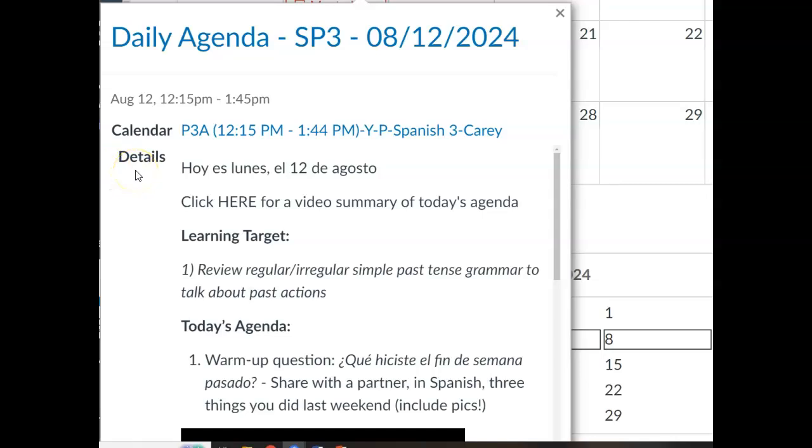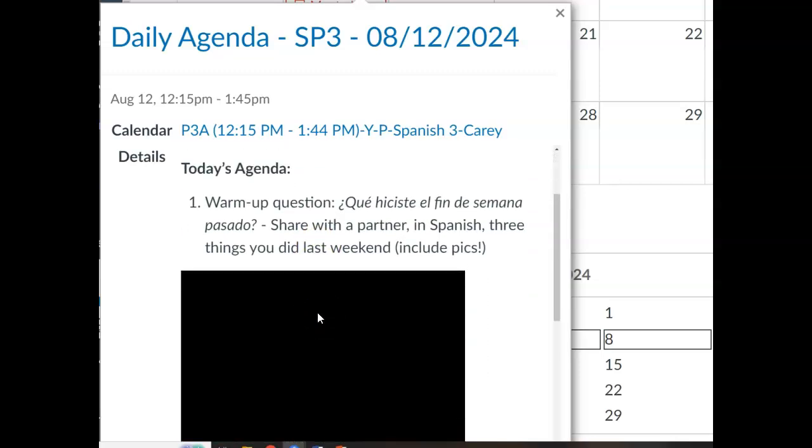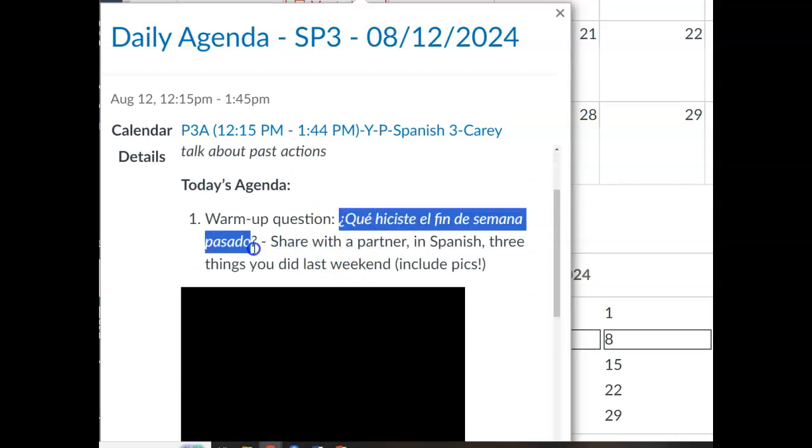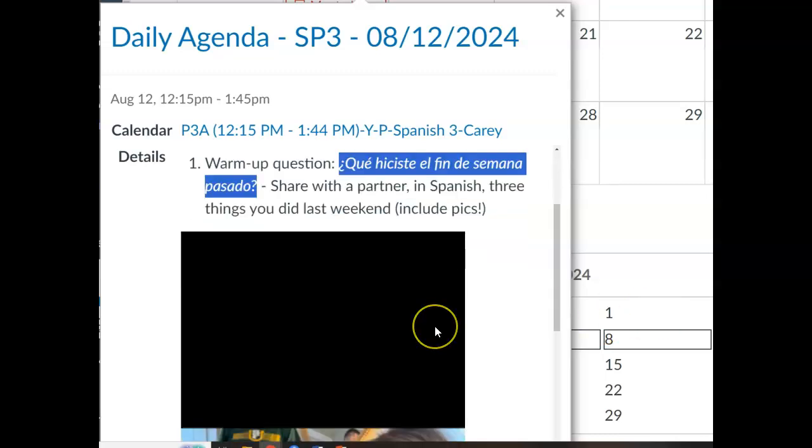Learning target for today is to review both regular and irregular simple past tense grammar, to talk about past actions, and that's going to be our warm-up for today. ¿Qué hiciste el fin de semana pasado? Is asking, what did you guys do last weekend? Share with your partner in Spanish 3 things you guys did last weekend and share pics.